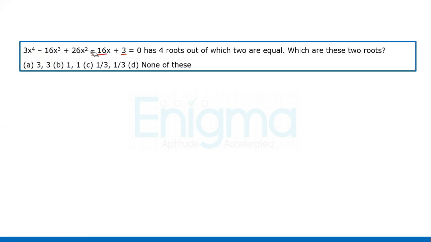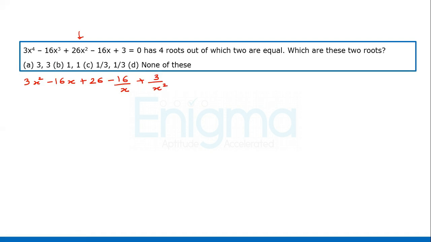Whenever you observe such kind of equation, what you have to do is, now here it is 3x raised to 4. The middle term is x raised to 2. So therefore we divide throughout by x raised to 2, that is x square. So the equation becomes 3x square minus 16x plus 26 minus 16 by x plus 3 by x square.